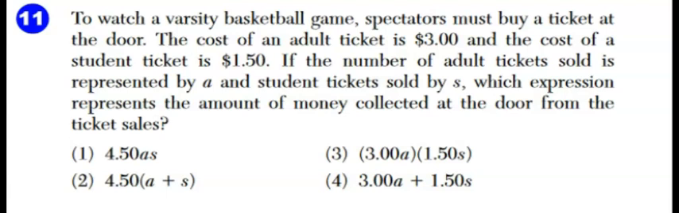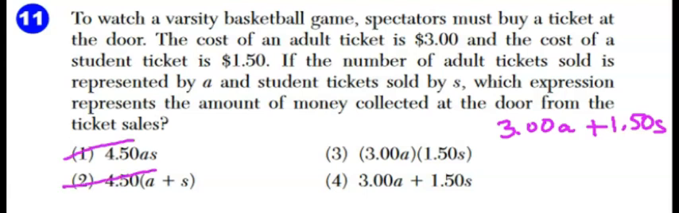Well, we know that it's $3 for each adult, so it's $3 times A. We are also additionally selling $1.50 student tickets. So $3 for each adult, plus we will add in the money for the students. And they're not the same prices, so we can't add them together like this. So the answer would be number 4.